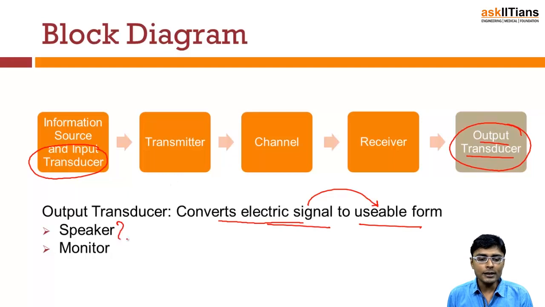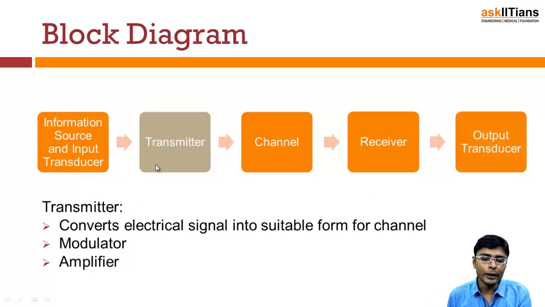Its examples are the speaker and the monitor. The speaker converts the electrical signal into an audio signal. In the same way, the monitor is also an output transducer. It converts the signals into usable form, which the user can understand easily.